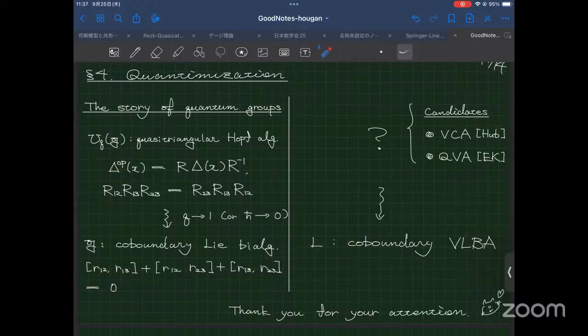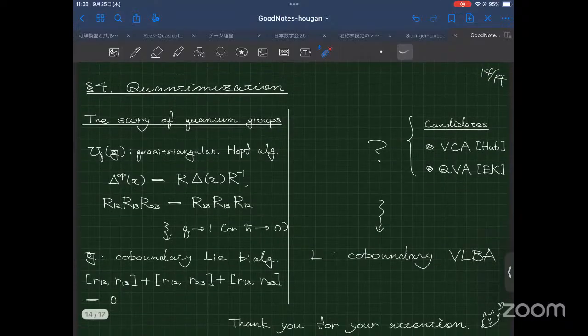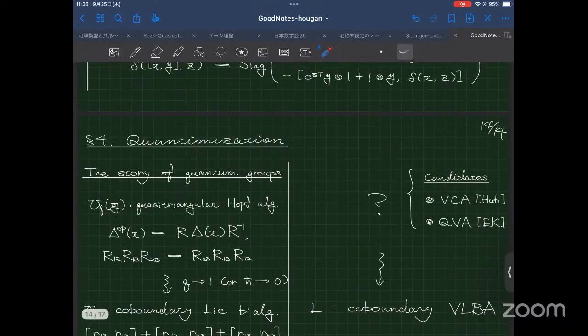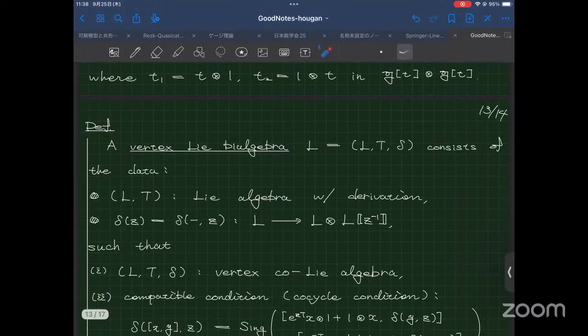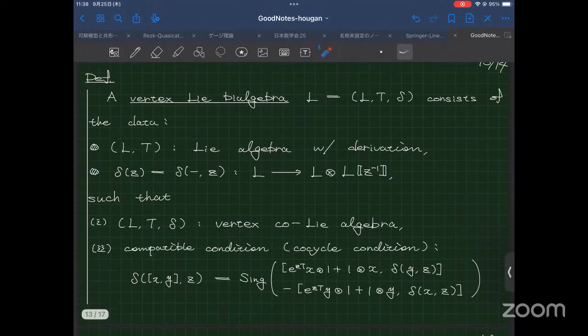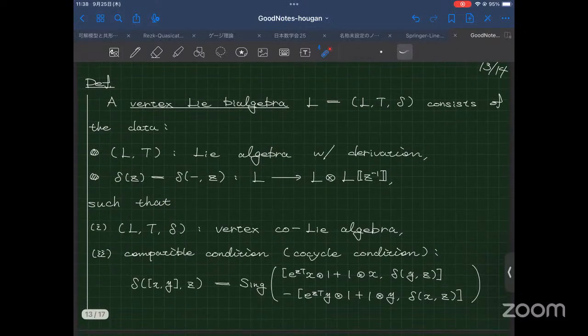Okay, thank you very much. So are there any questions? Comments? Okay, so is it true that you first introduced and formulated the vertex Lie bialgebra? Is it your original work? Yes. Then may I ask a question? What is your motivation to introduce such a new algebra?